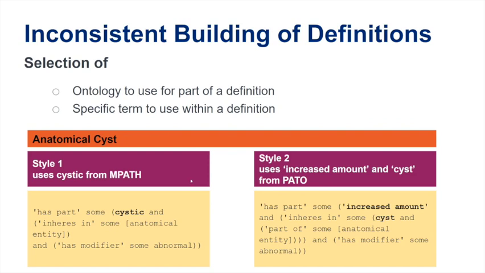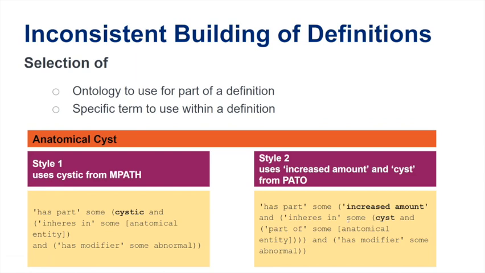And so in this particular case, where we have terms describing cysts in an anatomical organ, like a kidney cyst or a liver cyst, we had one style definition which used a term cystic from the pathology Empath ontology and had this sort of formation. And then we had another style which said increased amount and used cyst from PATO. So we are describing exactly the same phenotype with two very different logical definitions.